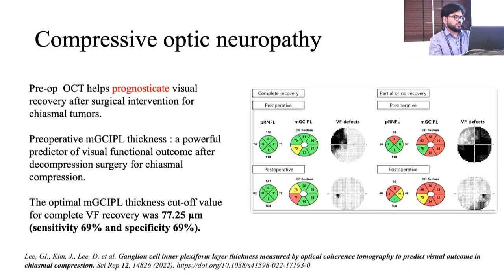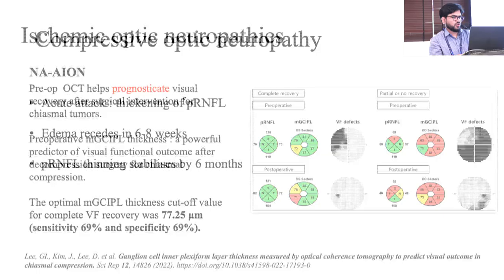So if you have a good preoperative macular ganglion cell layer thickness, it indicates that the chances of recovery of visual field and vision function are better in that case. So it can prognosticate that.